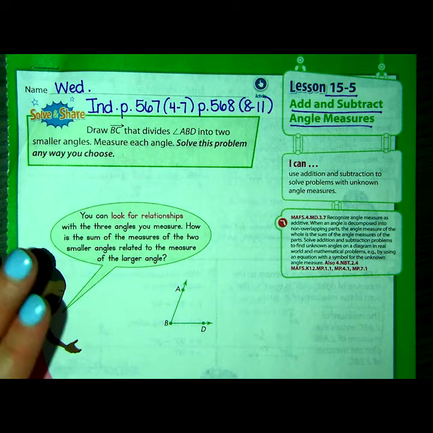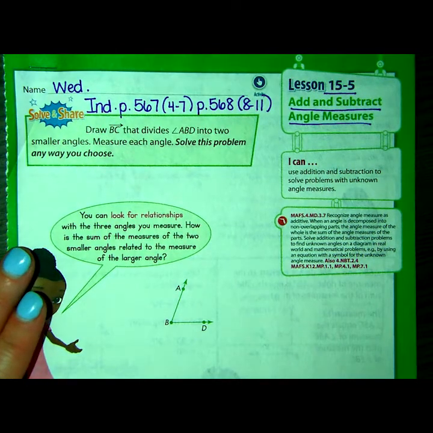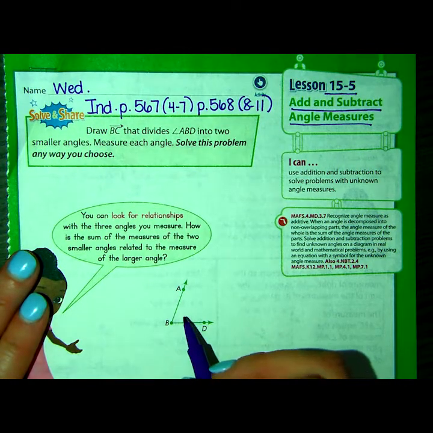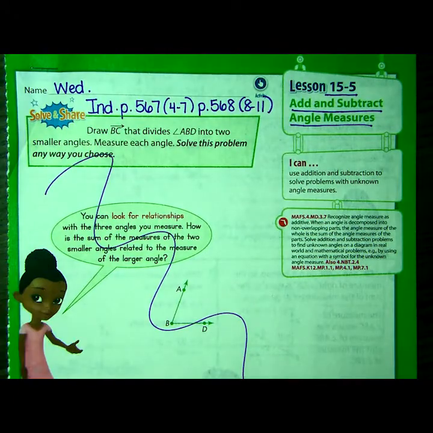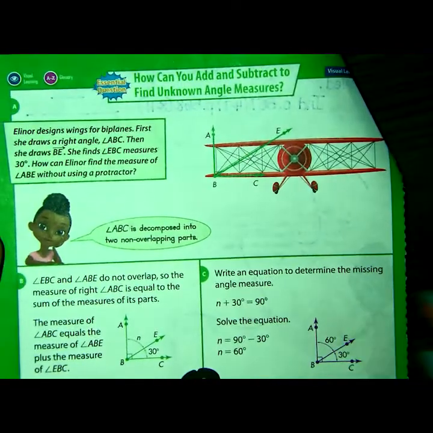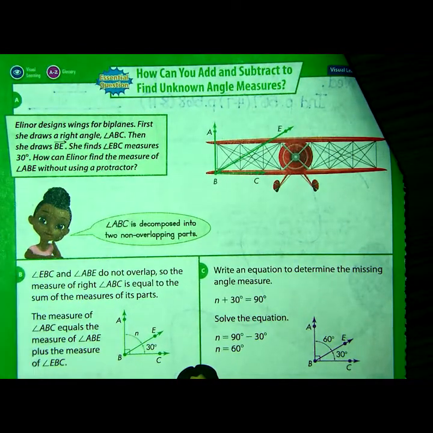This problem right here, I want to go ahead and skip this because you have to measure these angles using a protractor. So I'm actually just going to draw a line through this one right now and skip this problem. And I'm going to turn the page, and this is where we're going to get started. This first example right up here with the airplane. So if you don't have your book, pause the video, make sure you're on this page with me, and let's do this.